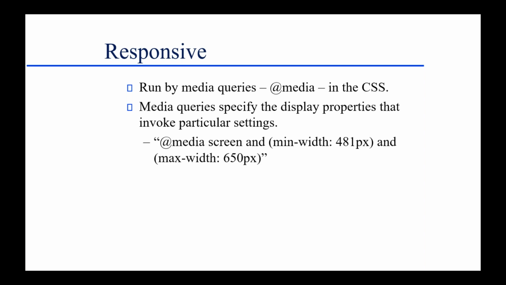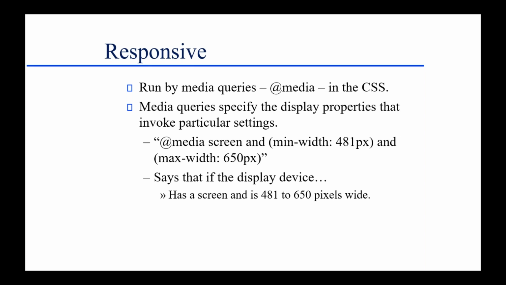Here's a fairly simple example. @media screen and min-width 481 pixels and max-width 650 pixels. In English, what this means is that if a particular display device has a screen, which sounds like a given, but again, it doesn't have to be if you have one of those Velcroed cell phones that you're talking to while you jog. But if this device has a screen and is between 481 and 650 pixels wide, the material will take on specific formats peculiar to that setting. So very flexible.